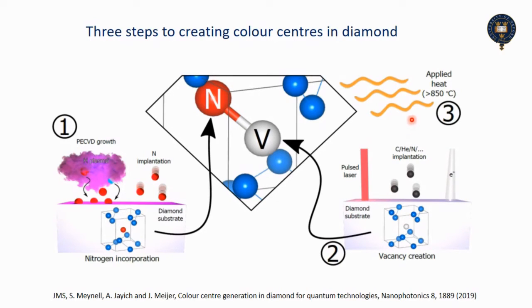Thirdly, you need to anneal the diamond. You need to apply heat to increase the local temperature to above 850 degrees centigrade, and this will activate the diffusion of the vacancies so that they can move around in the diamond lattice. And when a vacancy finds a substitutional nitrogen, it will bind to it and form a stable NV complex.